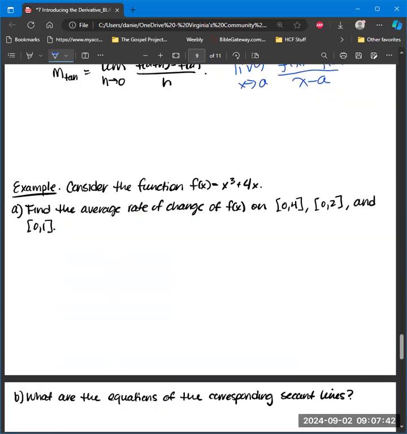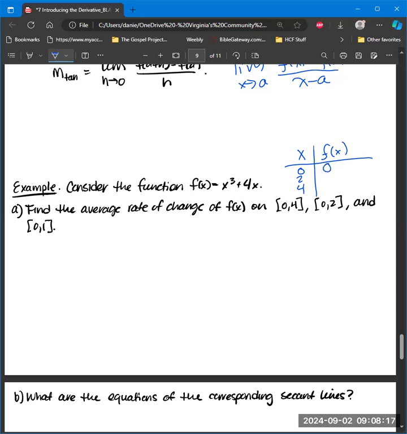So consider the function f of x is equal to x cubed plus 4x. Find the average rate of change of f of x on the interval 0 to 4, and then on 0 to 2, and then on 0 to 1. Well, we can just find some f of x values here. So f of x, we have 0, 2, and 4.